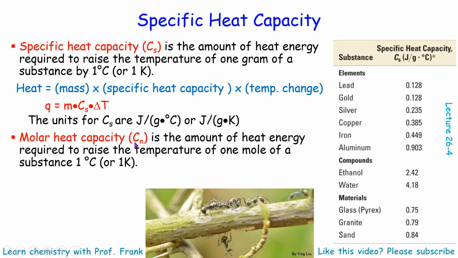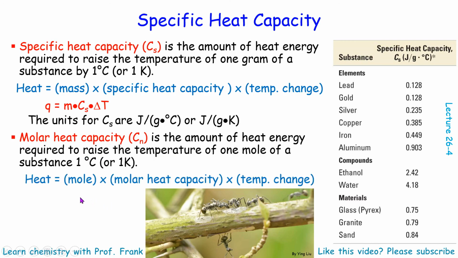Molar heat capacity, Cn, that's simply the amount of heat energy required to raise the temperature of 1 mole of a substance by 1 degree Celsius or 1 degree Kelvin. That's the molar heat capacity that can be calculated using the number of moles multiplied by the molar heat capacity Cn multiplied by the temperature change.